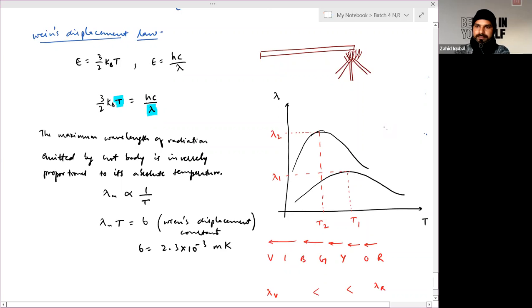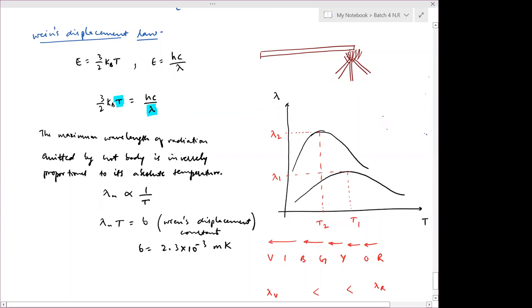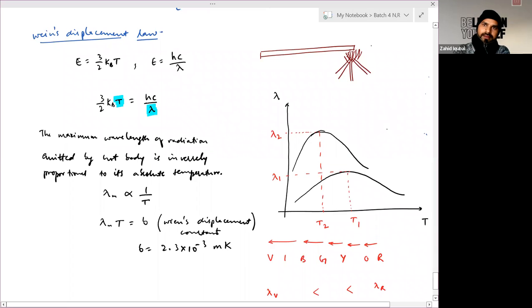Minashi, done? Yes, sir. So this is all about the entire chapter, thermal properties of matter.